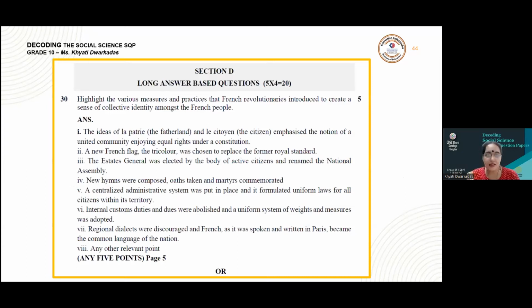Section D, the long answer questions. Highlight the various measures and practices that the French revolutionaries introduced to create a sense of collective identity among the French people. Most of you say it is an application or an analysis-based question, and 5 points are expected. In a long answer question, we need to keep in mind that 120 words is the limit. So they should actually write well. Again, it is a memory-based, application-based question.